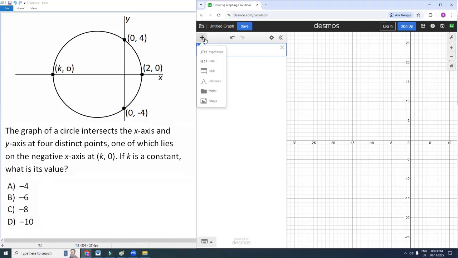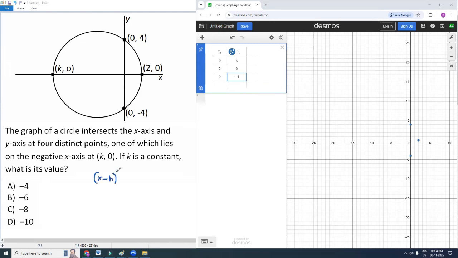Click on the plus sign, click on table. So the first point is (0, 4), the second point is (2, 0), and the third point is (0, -4). And let's consider the equation of a circle in standard form, that is (x - h)^2 + (y - k)^2 = r^2. This is the equation of a circle in standard form. It contains 3 unknown constants, h, k, and r.